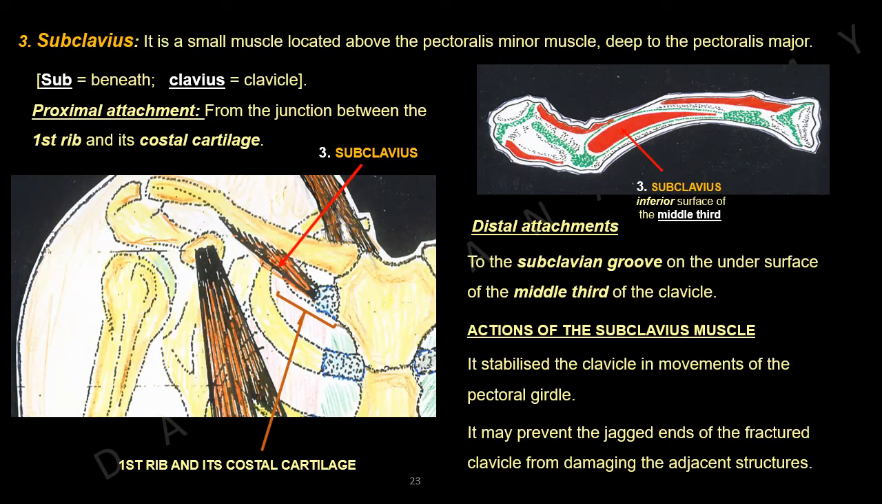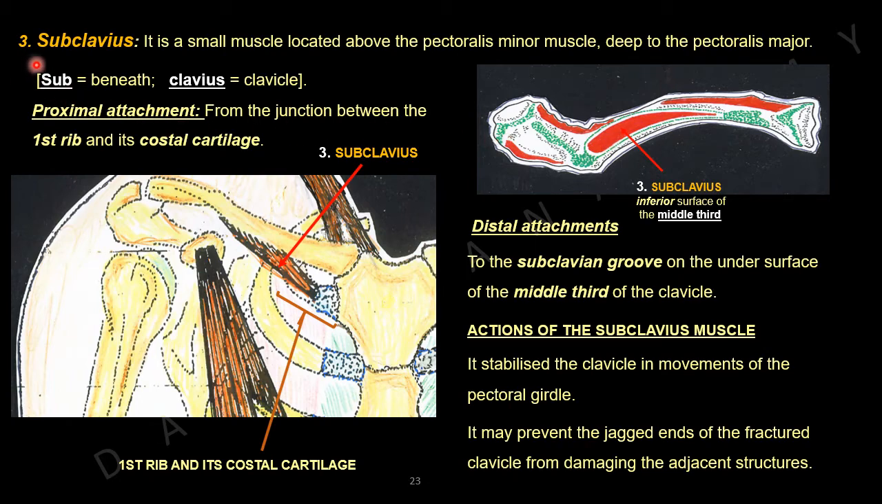The third muscle is the subclavius muscle. Sub means beneath, clavius means clavicle. That is, the muscle beneath the clavicle. Let's see the diagram here. This is the first rib and this is its costal cartilage. This is the clavicle. We are looking at the inferior surface of the clavicle here. This is the right clavicle, medial end, lateral end, and this is the inferior surface. In the middle third of the inferior surface of the clavicle there is a shallow groove called the subclavian groove.